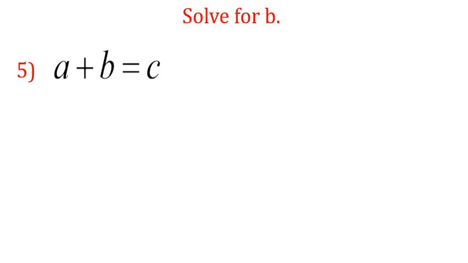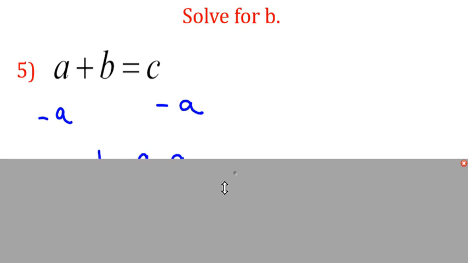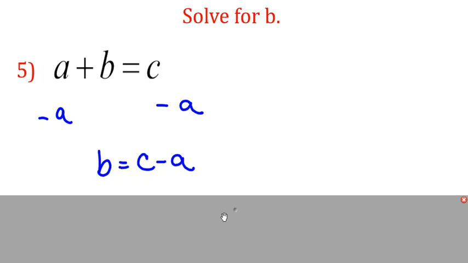Well, let's think about this. What is happening with B? B is being added to A, so how do we undo that addition? We subtract. We subtract A from each side, so B equals C minus A.